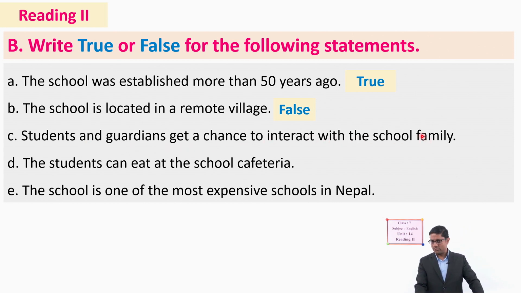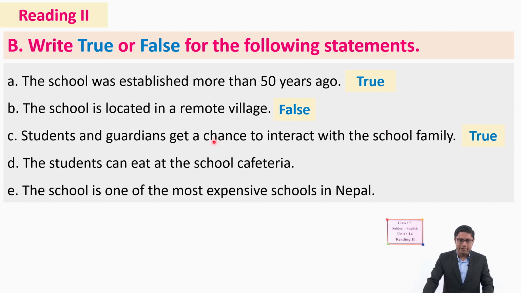What do you think it is? Again, please look at the salient features given there. Alright, then what it is? Okay, it's true, because there are regular meetings with guardians and students. Okay, it's mentioned in the salient feature section there. Now, the fourth statement, the students can eat at the school cafeteria.